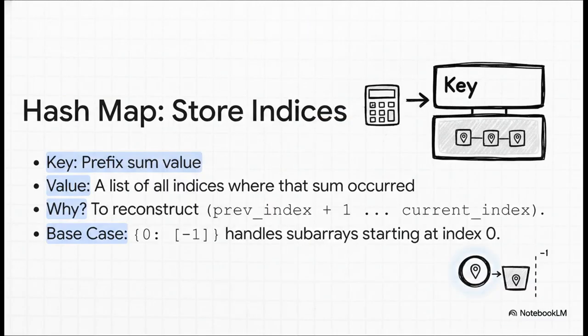The answer, of course, is we need the indices. We can't just count anymore. We have to remember exactly where we saw each sum. So our hash map's value changes from a simple number to a list of indices. And our base case has to adapt as well. We now start with 0, 0. This little trick establishes that a sum of 0 existed at index -1, which is kind of like the spot right before the array begins. This is the anchor we need to correctly build any subarrays that start at index 0.